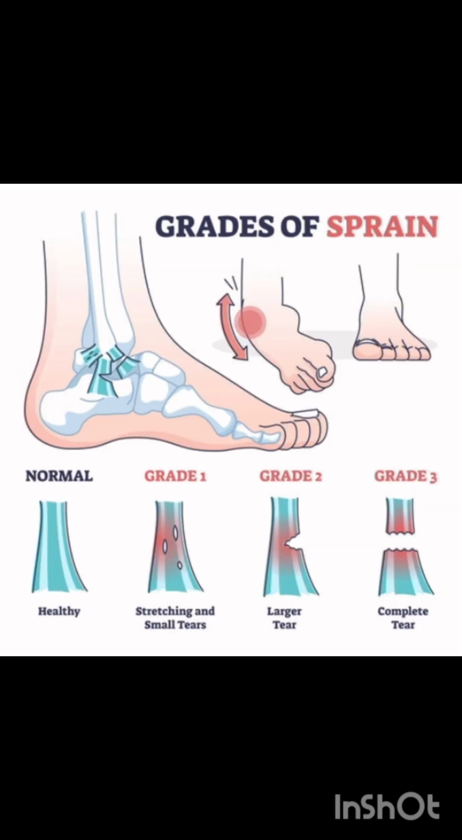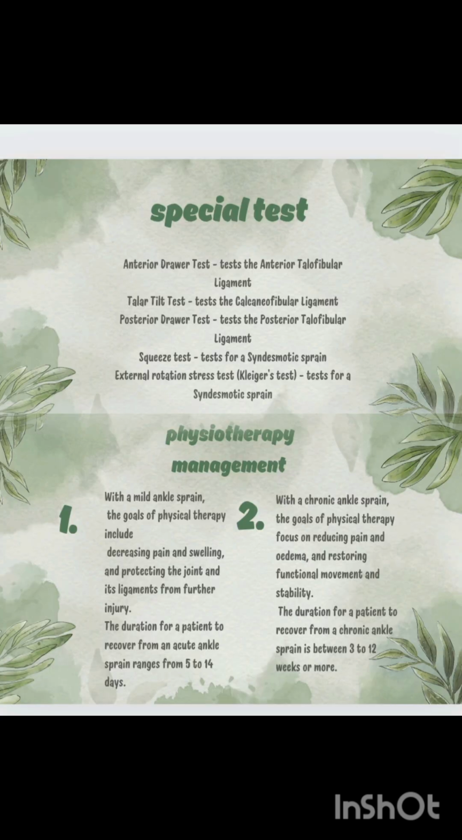The ankle sprain can be confirmed by special tests such as the anterior drawer test, which is for the anterior talofibular ligament, the talar tilt test, for the calcaneofibular ligament, the posterior drawer test for the posterior talofibular ligament, and the squeeze test and external rotation test, which are for syndesmotic sprain.